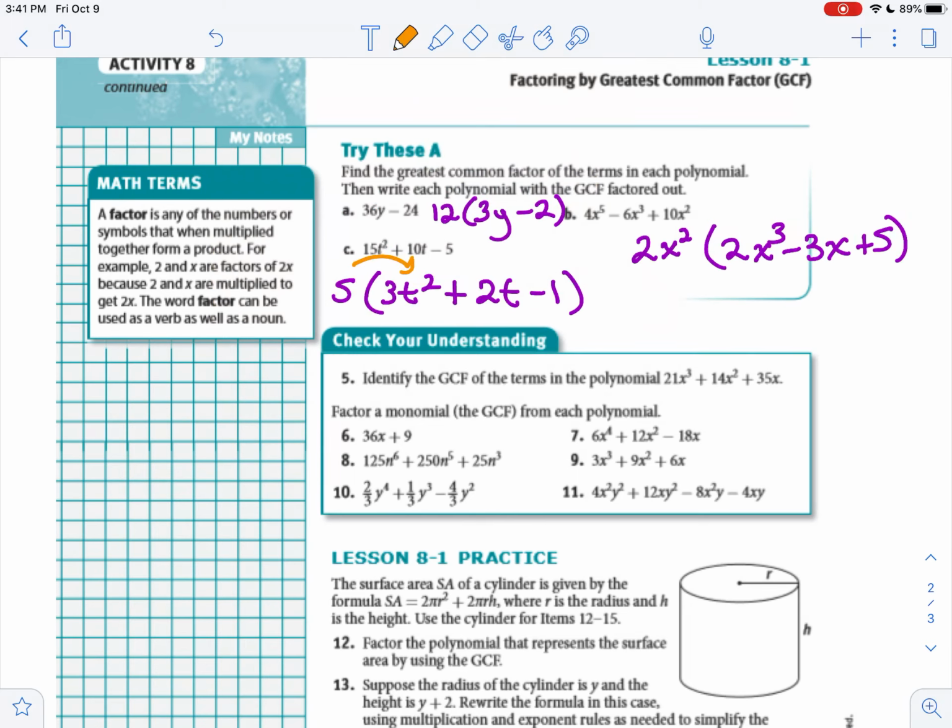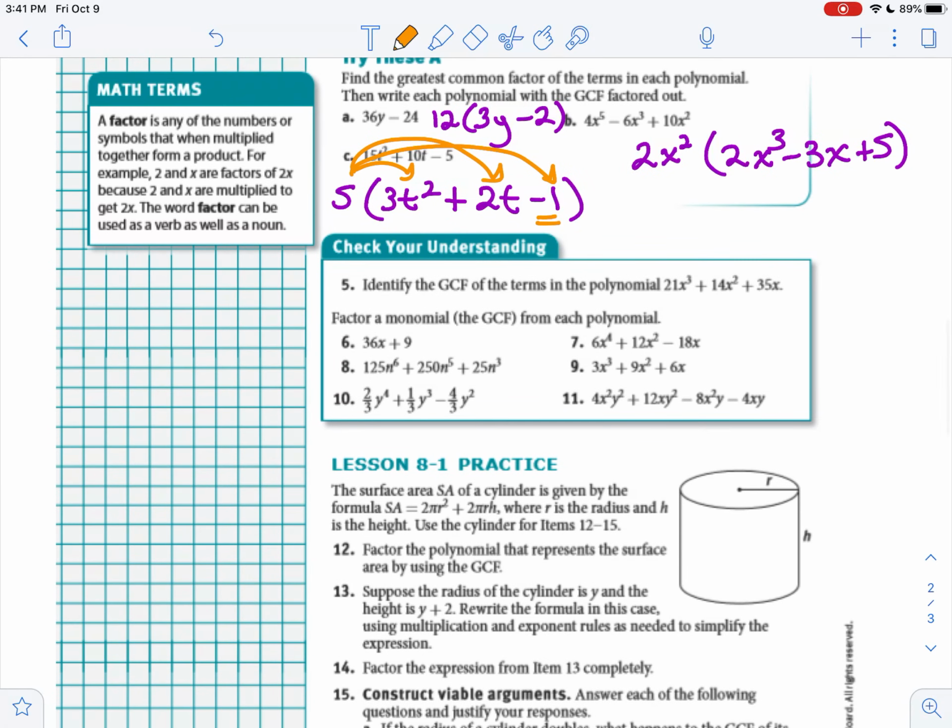So you always want to check your answer by doing distributive. So let's do that for this problem. 5 times 3t squared, yep, that's 15t squared. 5 times 2t, that is 10t, and 5 times negative 1 is negative 5. So make sure you don't forget about that negative 1.